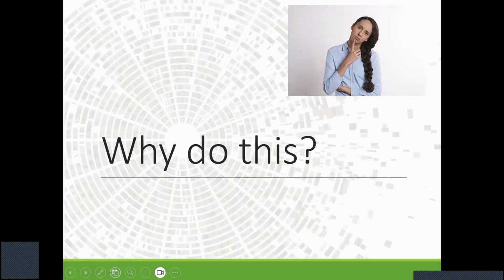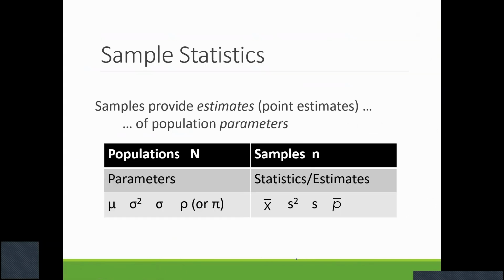Why would we want to do this? That's a good question. We usually take samples to provide some kind of information to help us understand the population. So the samples provide estimates, and we call them point estimates, of population parameters. For example, mu is the population mean. The sample point estimate, the statistic, would be x bar.